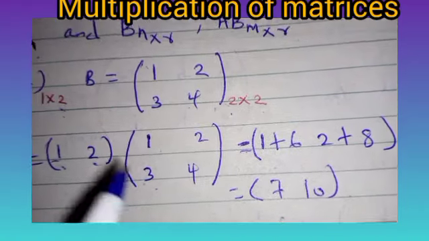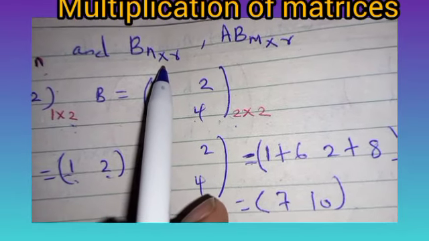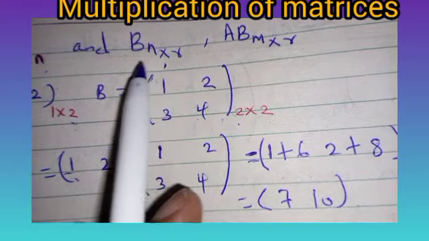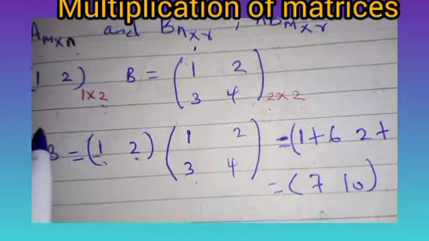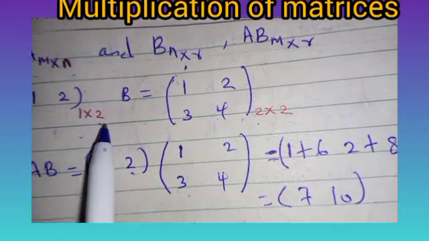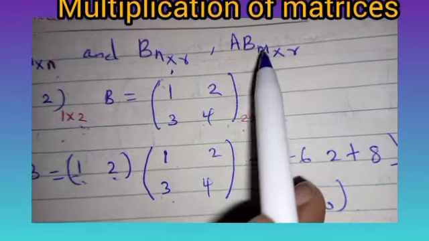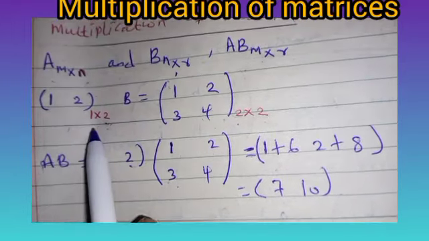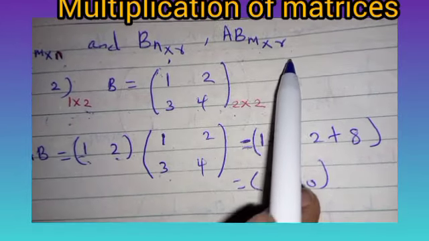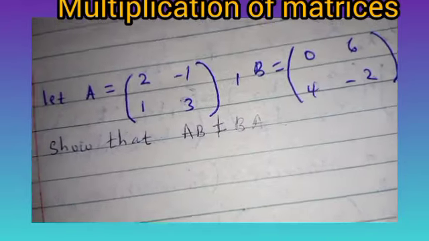And as we have written here, our m was 1 and our n is 2. So you can see here we have a matrix of 1, which is m, by r, which is 2. Let us see another example here.